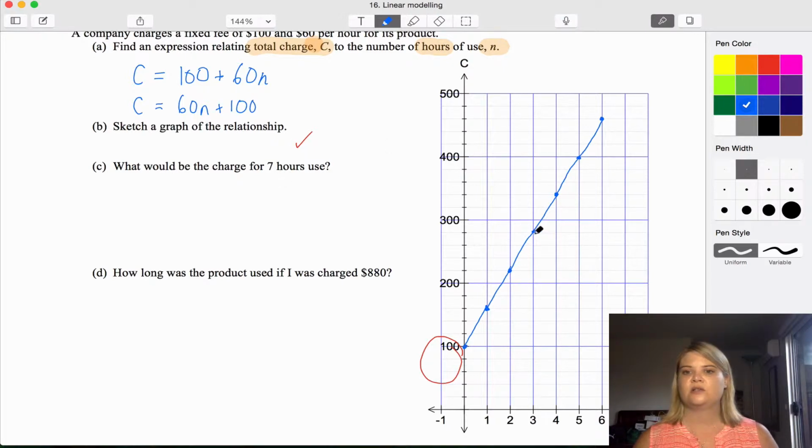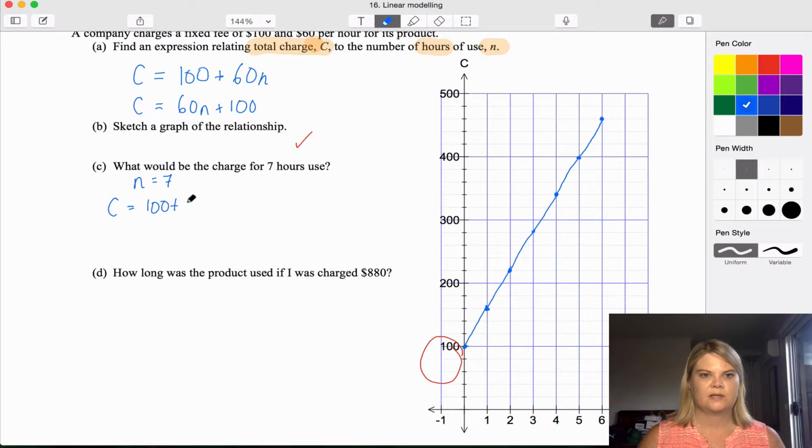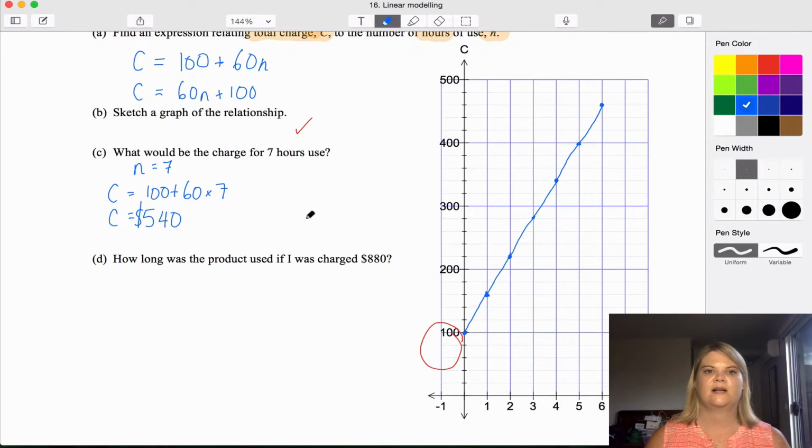What would be the charge for 7 hours use? A couple of ways you can do this. You can use your graph and read it off the graph if you have continued your line up far enough. Or you could put in n equals 7. So that's the one I'm going to use because it's easier for me. C equals 100 plus 60 times 7, which equals 540 altogether. Make sure you put a dollar sign for your final answer because it's asking what would the charge be? So you need to put it in dollars.